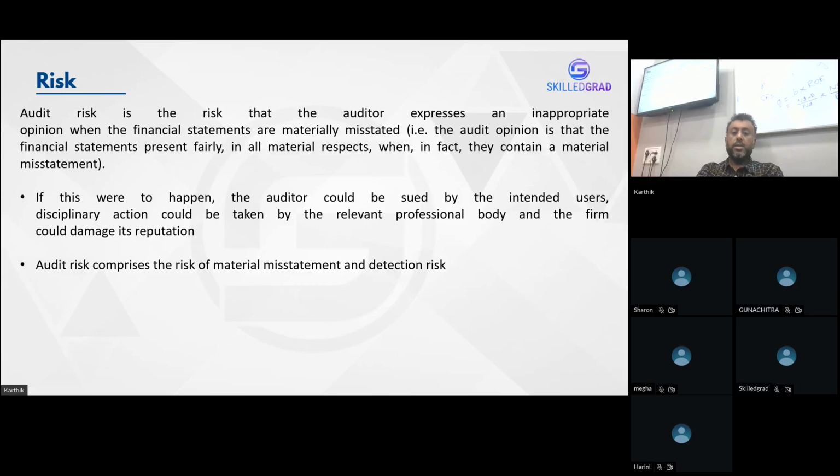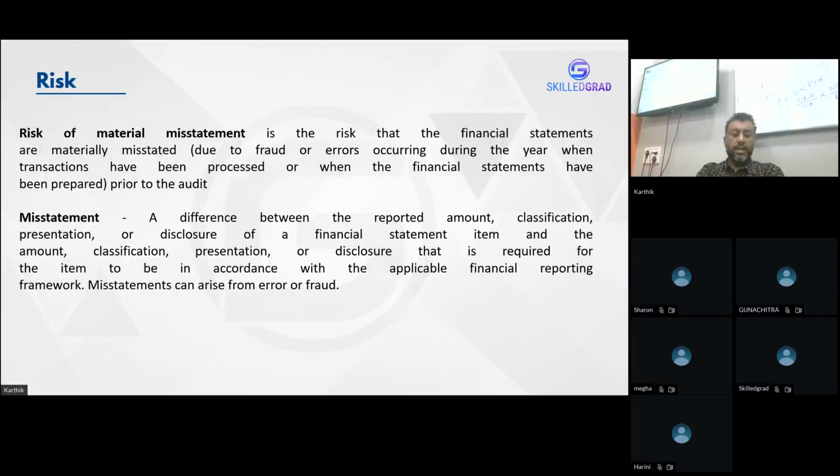Audit risk comprises of two things: risk of material misstatement and detection risk. Let's understand these two. What is risk of material misstatement? Risk of material misstatement is a risk that the financial statements have errors.